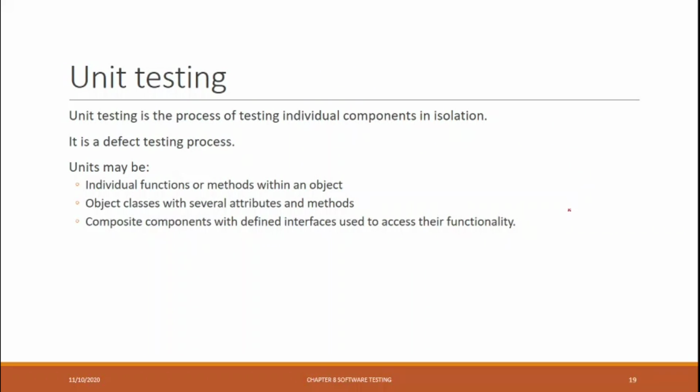Next, coming to unit testing: it is a process of testing program components such as methods, object classes, attributes, etc. These are individual functions or methods within object classes with several attributes, and components with defined interfaces used to access their functionality.